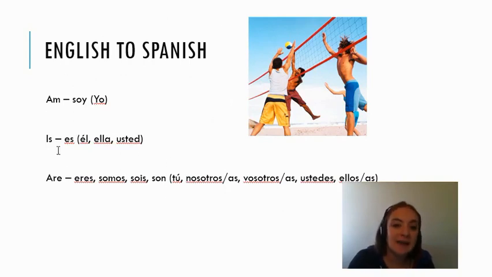And then the last group, we've got are can be eres, somos, sois, or son, depending on who is doing the action. Like who's smart, who's funny. So if it's tú, you'll use eres. If it's vosotros, vosotras, you'll use sois. If you have nosotros, nosotras, somos. And then ustedes or ellos or ellas is son.